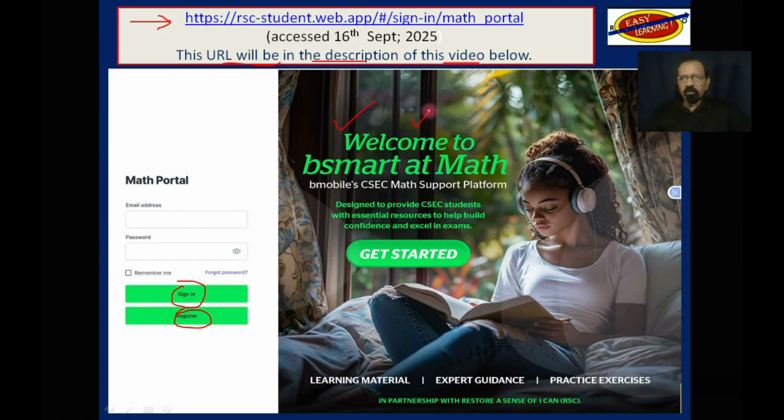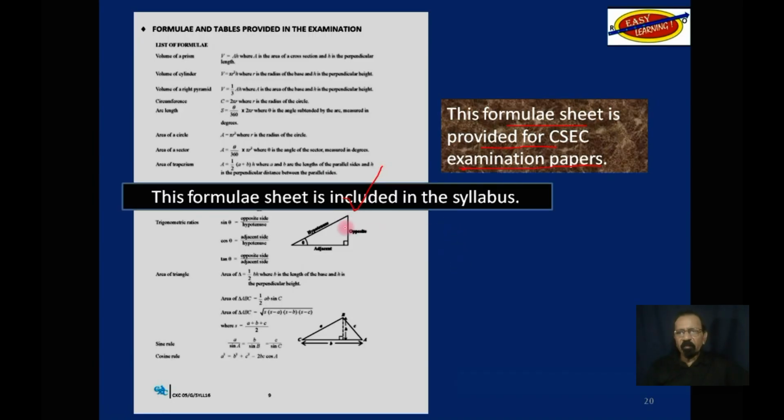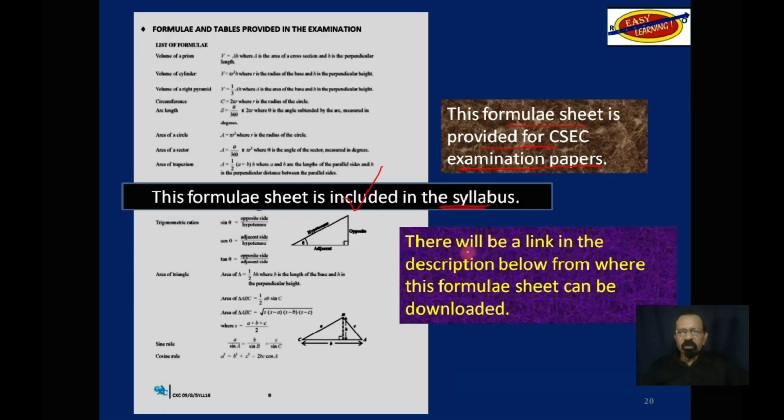Just a reminder that this formula sheet you see on the left is provided for CSEC examination papers, math. It is included in a full copy of the syllabus. Just in case you don't have such a full copy, there will be a link in the description below from where this formula sheet can be downloaded.